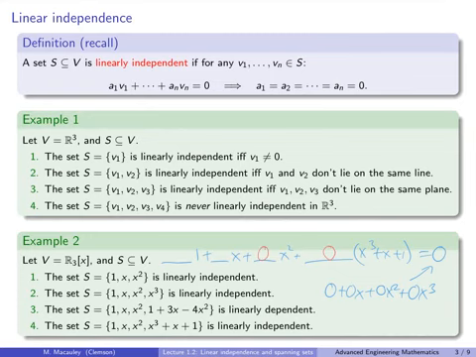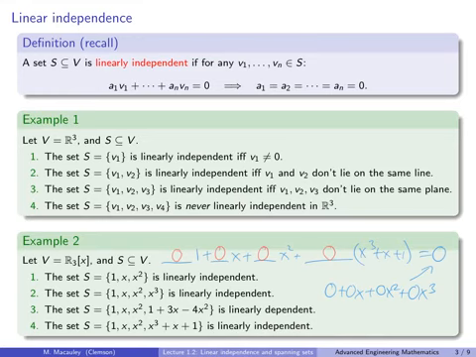And now we need the x coefficient to be 0, and there's only one option for this blank. That has to be 0. And similarly, this has to be 0. So we have shown directly that this set of 4 vectors or elements is linearly independent.